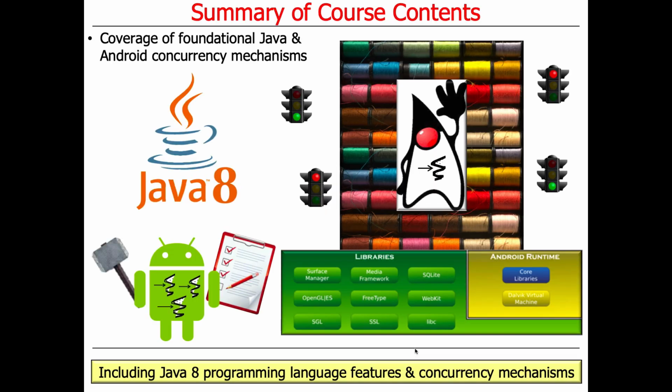So here's what we're going to cover. The bulk of the course is going to focus on foundational Java concurrency mechanisms and a little bit of Android stuff thrown in for good measure. We'll talk more about that in a second. So the Java stuff, which is really the bulk of the course, is going to focus on various threading models. That's my little thread icon, as well as various synchronization mechanisms that can be used to coordinate and ensure exclusive access to shared resources. And we'll be focusing here on Java 8 and earlier techniques.